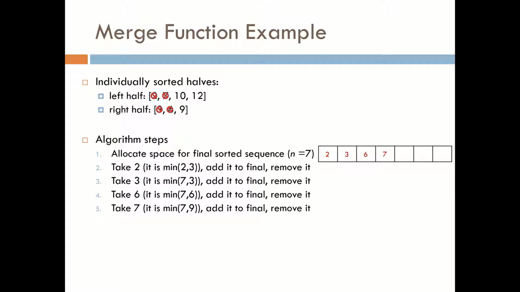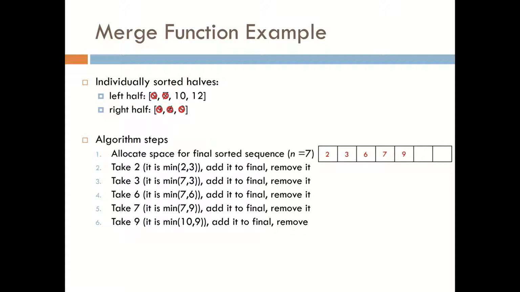Okay? And now I will look at the 9 and the 10, and I want to repeat this process. I will take the 9 because it's the minimum out of 10 and 9, and I will add it to the final sorted container and remove it from the list.